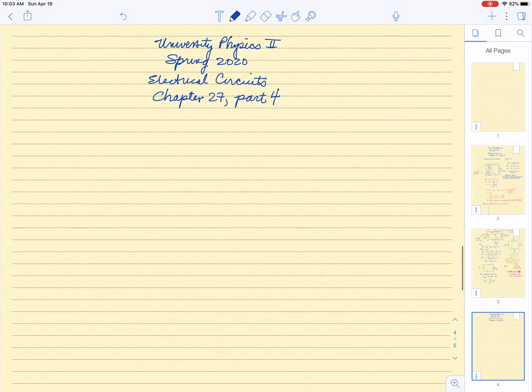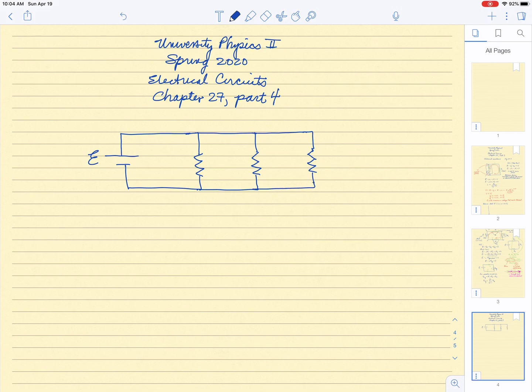Okay, let's look at this next circuit. Imagine we have an EMF, and this time we're going to have 3 resistors: R1, R2, and R3. This time, however, their configuration is a little bit different than in the previous example.